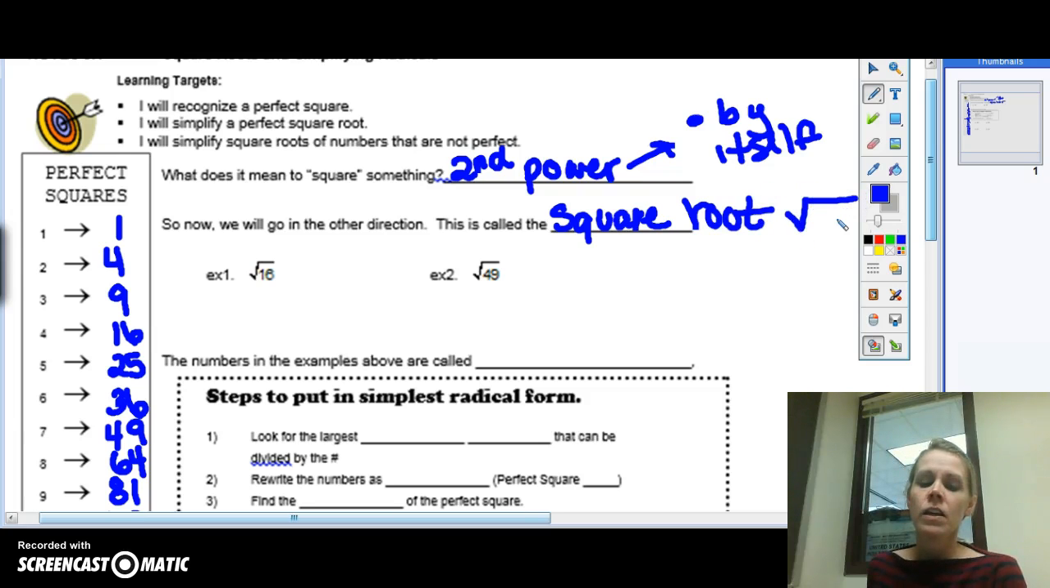Okay? So now instead of doing 1 times 1 is 1, 2 times 2 is 4, now I'm going to start with the perfect square, as you see here. 16 is a perfect square. So the square root of 16, if I go backwards, is 4.